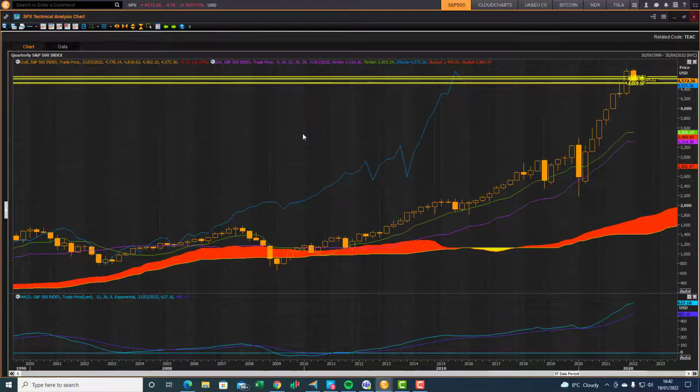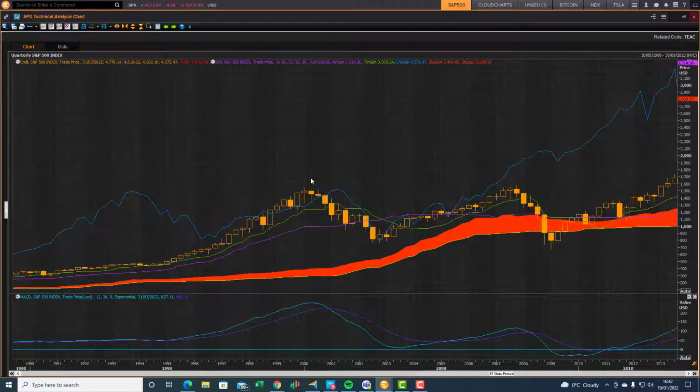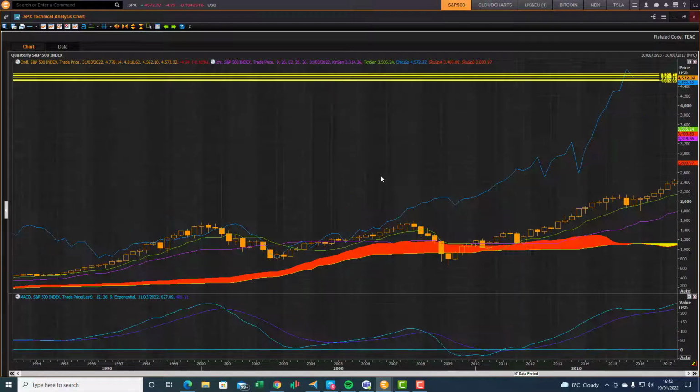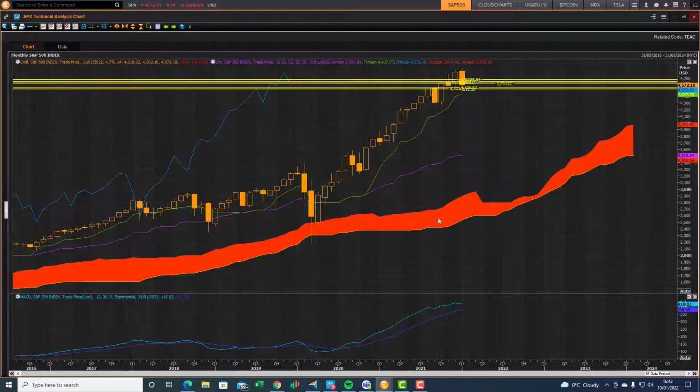So if you look at the quarterly chart compared to the 99 run up, the distance between the clouds and the actual price action is quite extended. So the market's very extended on a quarterly basis as well as a monthly basis. The easy money's been made.